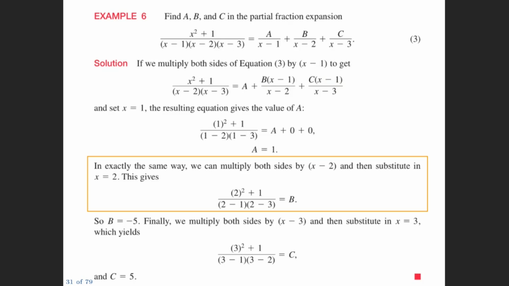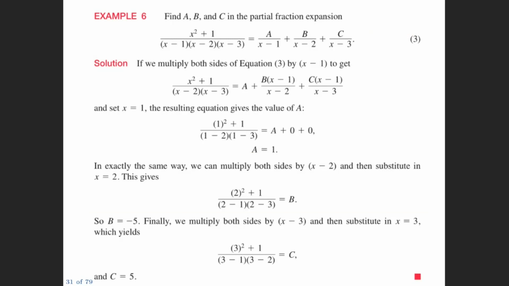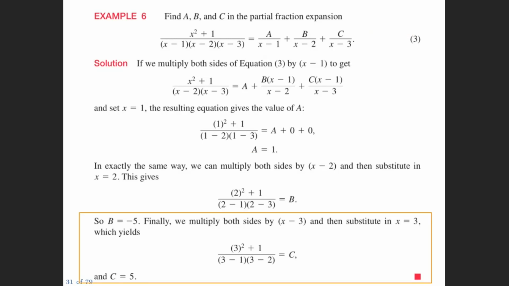You can do the same thing by multiplying equation 3 by x - 2, and then replace x by 2. The right-hand side then becomes 0 plus b plus 0, and the left side is some number. And then finally, we could multiply both sides by x - 3 and then replace x by 3. The right-hand side then becomes 0 plus c, and the left side is some number.